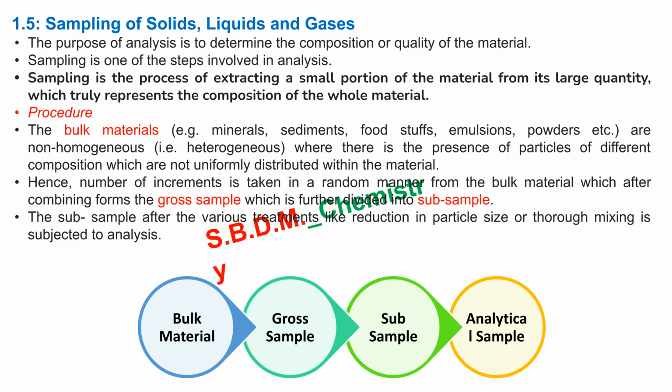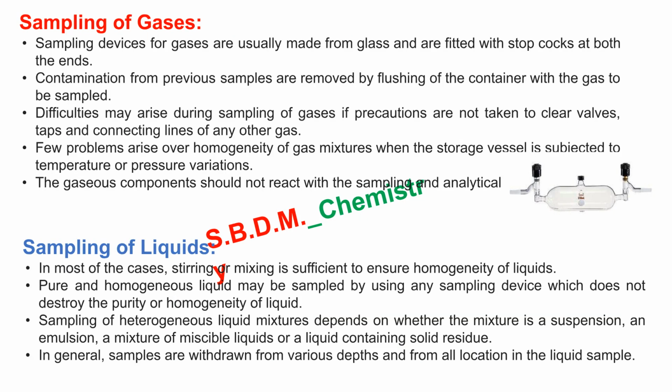Sampling is essential for analysis, ensuring the extracted small portion truly represents the entire bulk material. For heterogeneous bulk materials, increments are taken randomly to form a gross sample. This is then divided into a subsample, which, after treatment like size reduction or mixing, becomes the analytical sample. For gas sampling, glass devices with stopcocks are used, and flushing removes contamination. Homogeneity issues can arise with temperature or pressure changes.